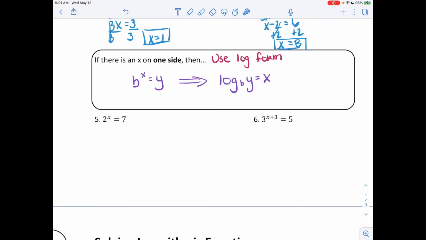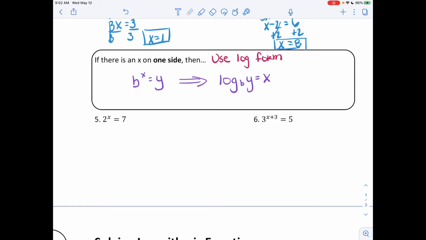Here's the other possibility that we could run into. Maybe instead of having exponents that have x's on both sides, we only have an x on one side, and we have bases that can't be written in terms of each other. So in that case, what we want to do is go ahead and rewrite in log form in order to get this x out of the exponent so that we can solve for it.